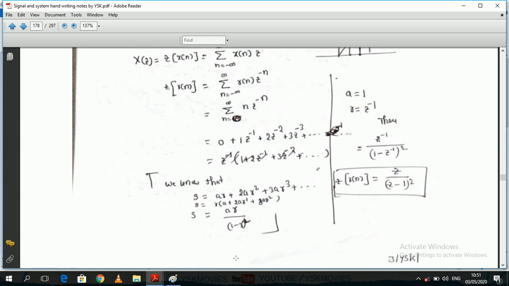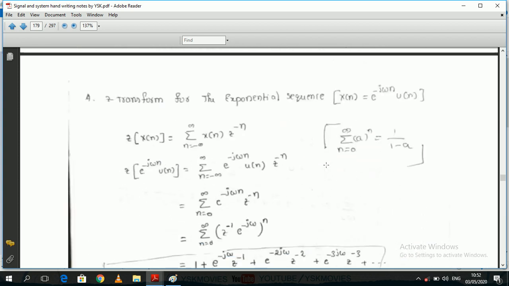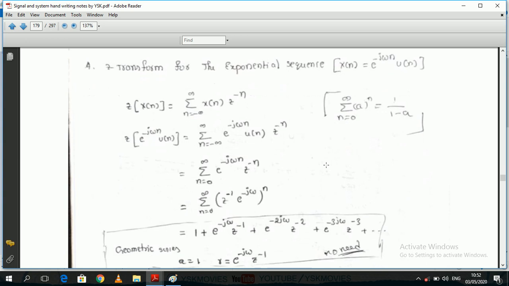Then what is the formula? That a r, that means z power minus 1 by (1 minus z power minus 1) whole square. This is the ramp signal z transform. Okay, so it is very important.